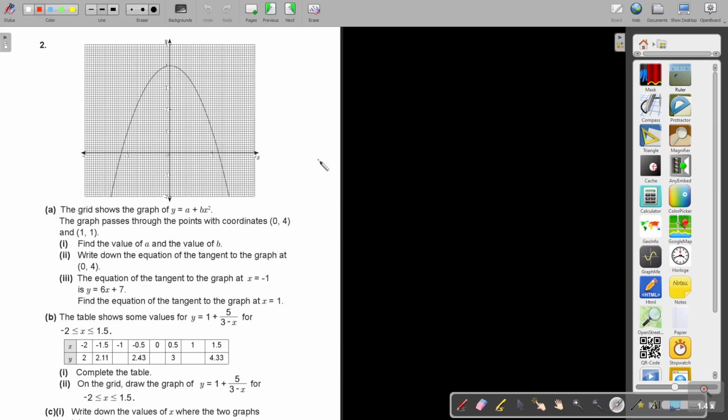Very nice. So then they say, the grid shows the graph of, okay, but they don't give you the values of the graph. So they just give you y equals a, with unknown values, b x squared. Then they say the graph passes through the points, which you can see, with coordinates (0, 4) and (1, 1). Then find the values of a and b.